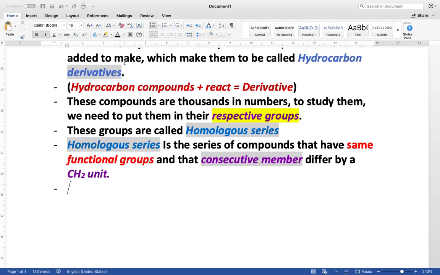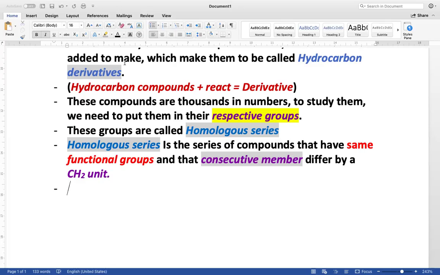Consecutive, following each other continuously. Exactly. So what we are saying is that when we put these elements in their groups, there will be a particular way in which they will be organized.